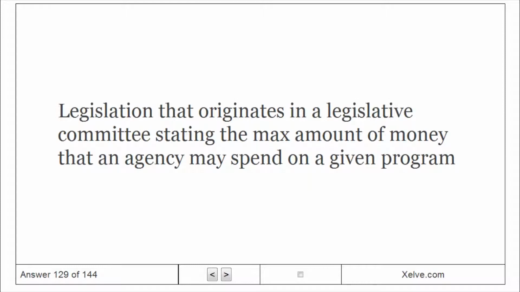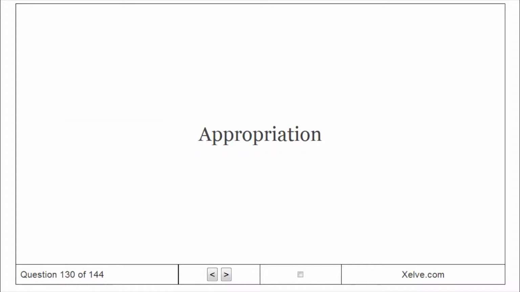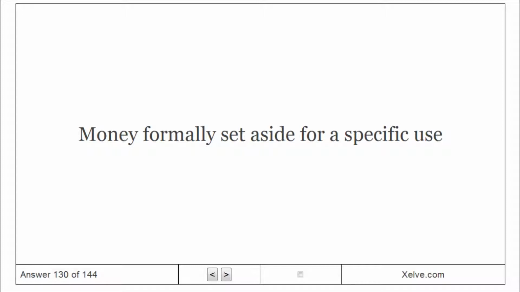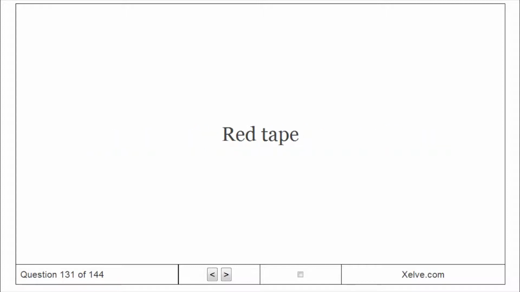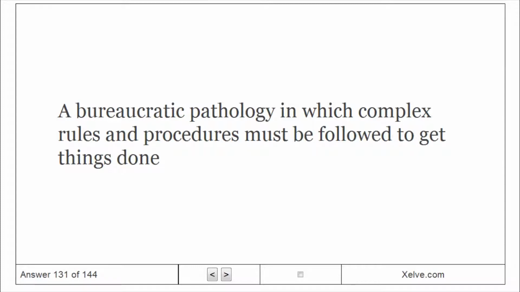Authorization. Legislation that originates in a legislative committee stating the max amount of money that an agency may spend on a given program. Appropriation. Money formally set aside for a specific use. Red tape. A bureaucratic pathology in which complex rules and procedures must be followed to get things done.